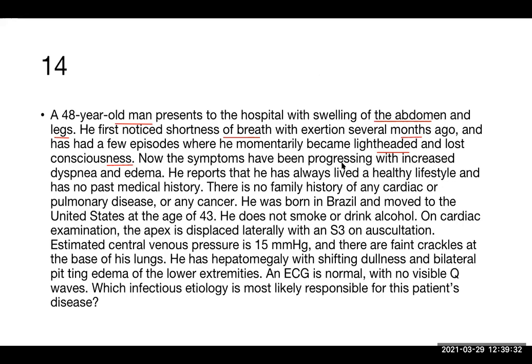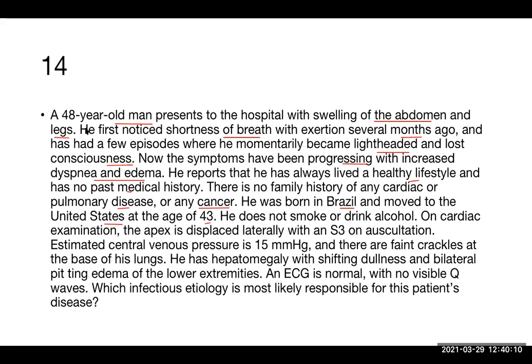Now the symptoms have been progressing with increased dyspnea and edema. He reports that he has always lived a healthy lifestyle and has no past medical history. There is no family history of any cardiac or pulmonary disease or any cancer. Such a good history. This type of case does not only provide you with clinical experience, it also teaches you how to take a history, how to present it to your examiner, or how to report it.